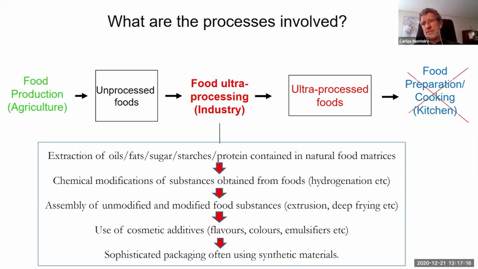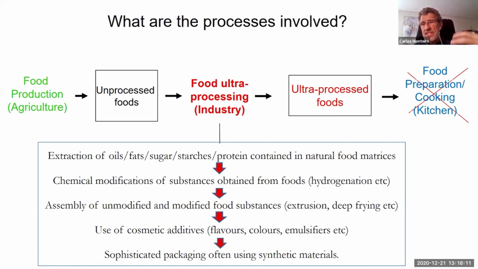And what are the processes involved with ultra-processing? A sequence of processes. That's why we gave this name, ultra-processed foods, because food is processed several times before arriving at the final product. Everything starts with extraction of macronutrients from foods: extraction of oils, fats, sugars, starches, protein, contained in natural food matrices. These substances are then modified chemically, for instance, by hydrogenation of oils. And this is done essentially to prolong the duration of these ingredients. A third step is the assemblage of unmodified and modified food substances. And here, many industrial processes, like extrusion and deep frying, are used.